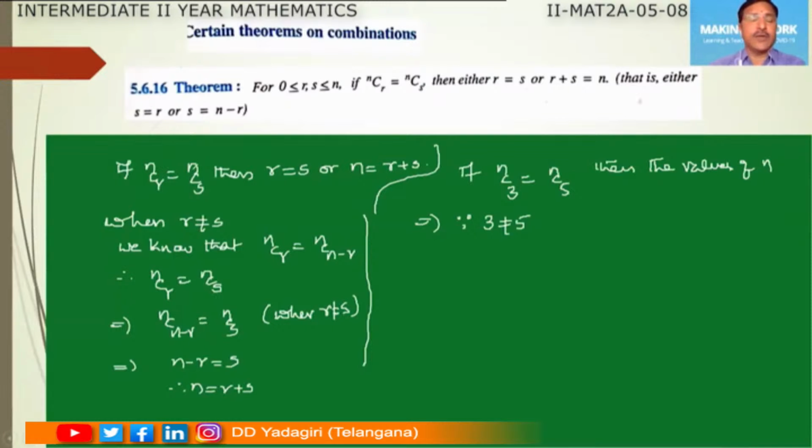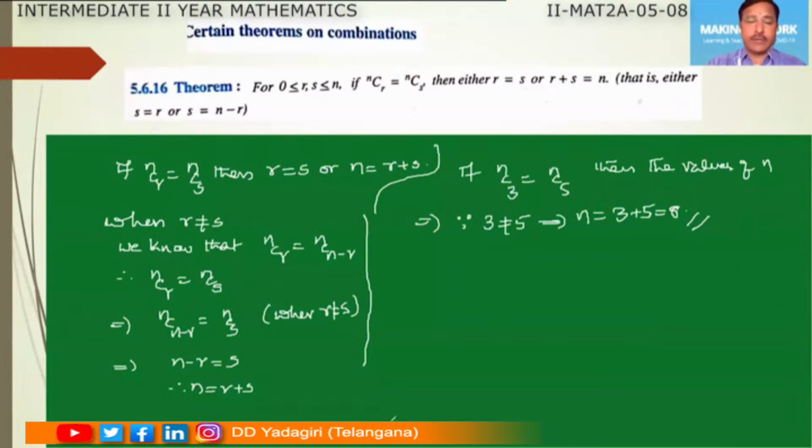So here, when nCr is equal to nCs, either r is equal to s, or if r is not equal to s, then certainly n is equal to r plus s. So in this example, nC3 is equal to nC5, and since 3 is not equal to 5, definitely n is equal to 3 plus 5 is equal to 8. So n is equal to 8. So this is one important formula: when nCr is equal to nCs, either r is equal to s or n is equal to r plus s. This is one important formula of combinations.